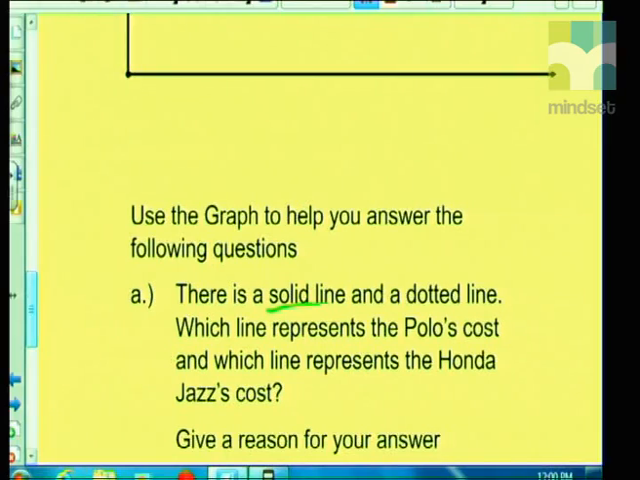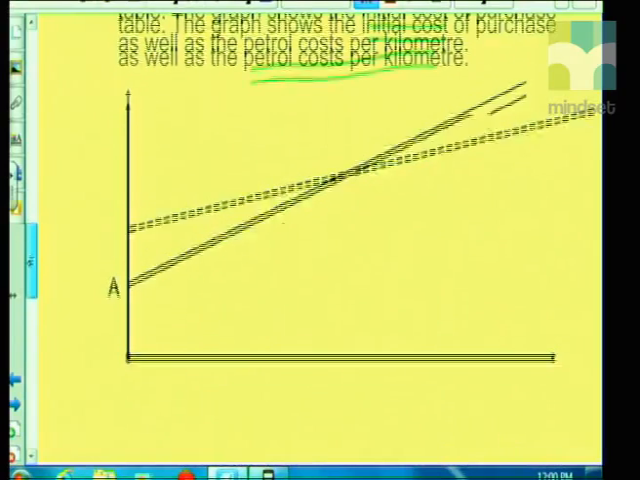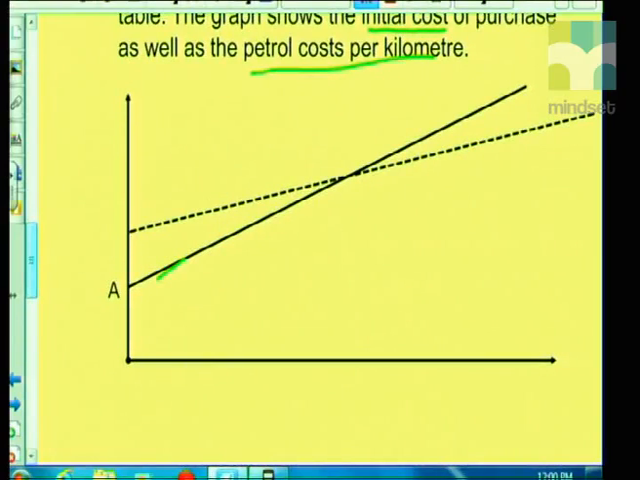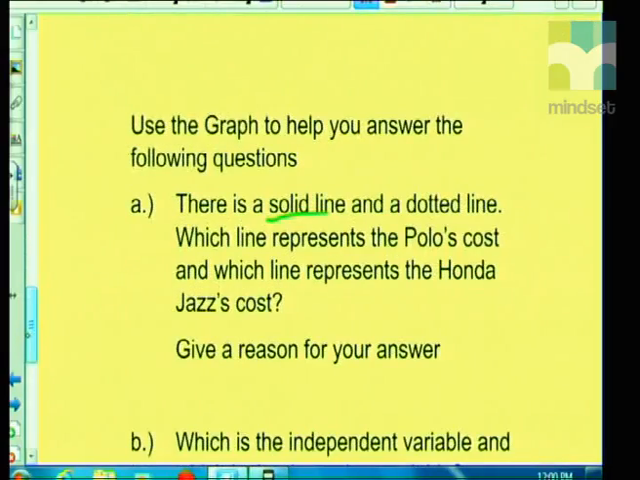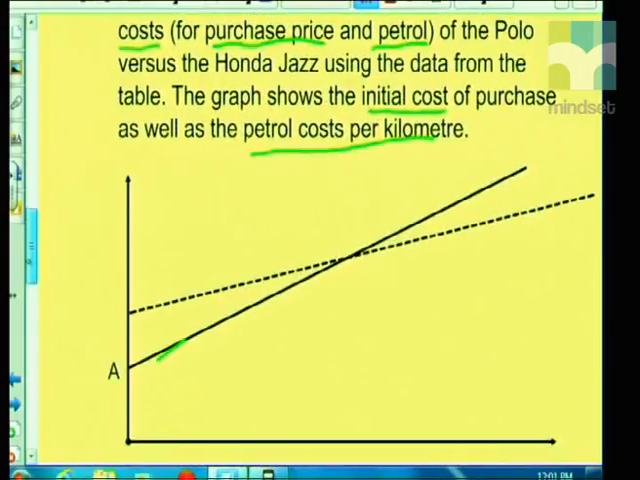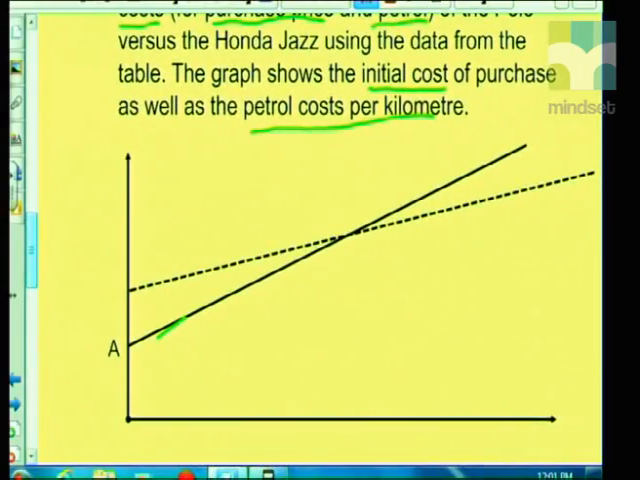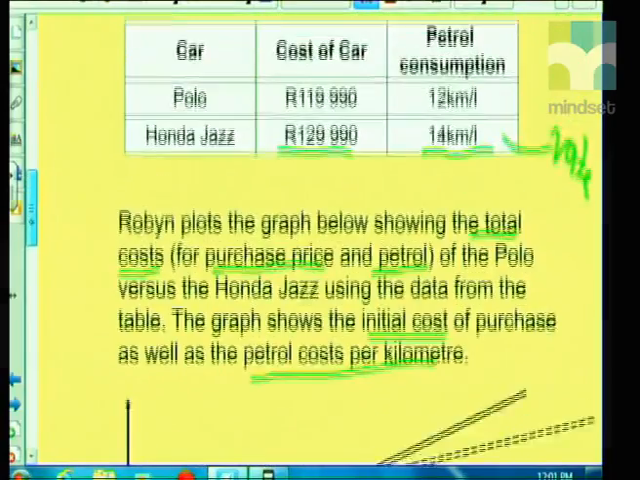There is a solid line. I think you can see that. This is the solid line, and a dotted line, so we can see the dotted line. It says, which line represents the Polo's costs and which line represents the Honda Jazz's costs? Give a reason for your answer. So have a look at it again, you recognize there's a solid line and there's a dotted line. We have to identify which one is which.